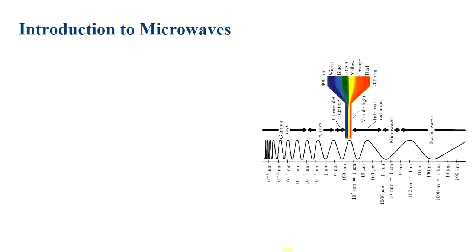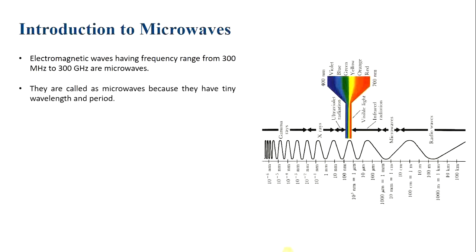What are microwaves? The electromagnetic waves having frequency range from 300 MHz to 300 GHz are the microwaves. They are called microwaves because they have tiny wavelength and period. Wavelength ranges from a few tens of centimeters to fractions of a millimeter. As in the figure, you can see these microwaves ranging from a few tens of centimeters to fractions of millimeters.